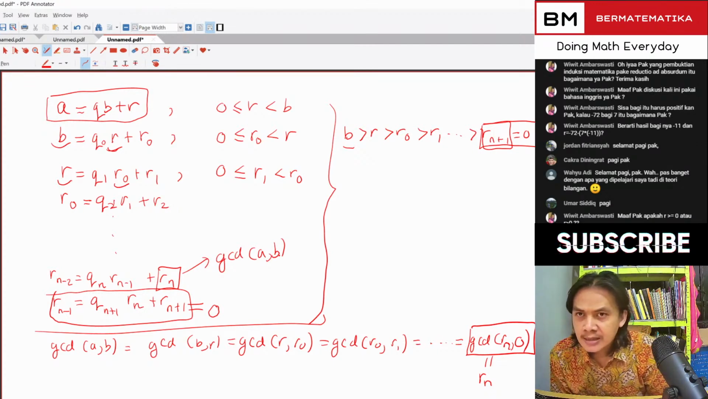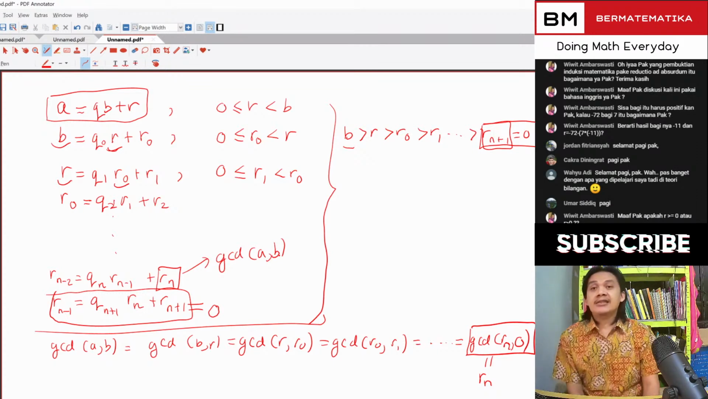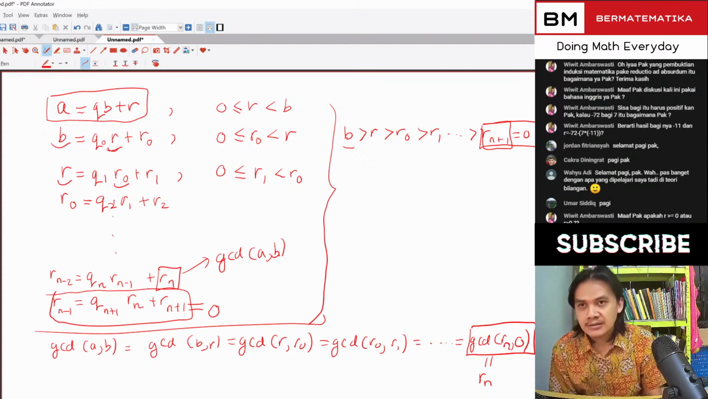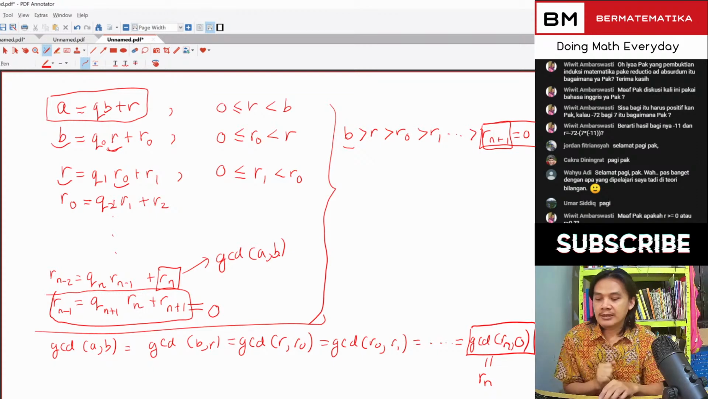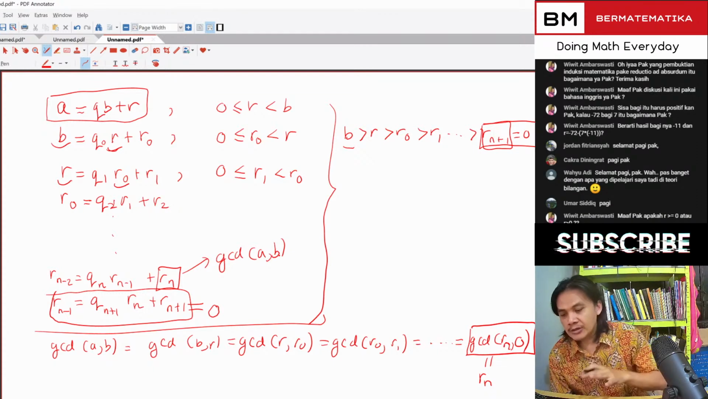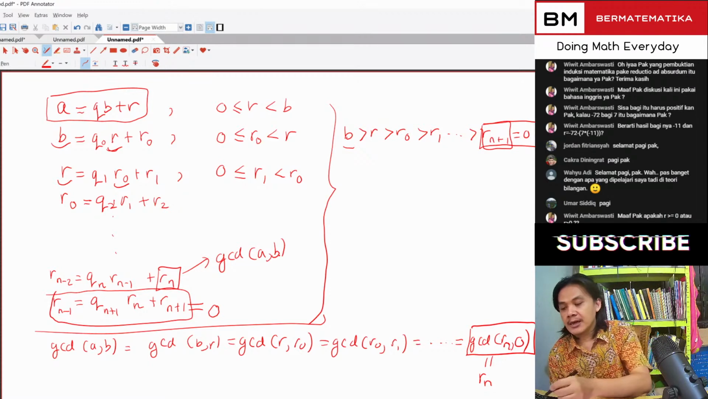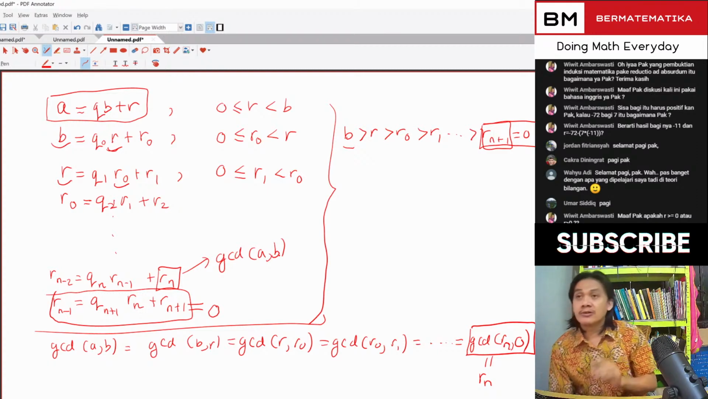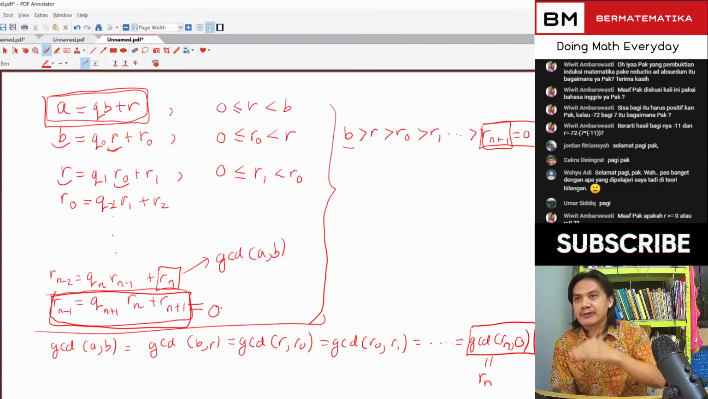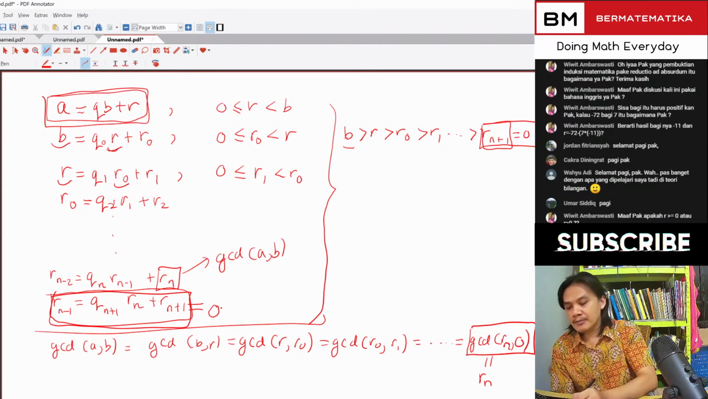So there's a question: is R greater than or equal to 0? Yes, in general it is greater than or equal to 0. But if it reaches 0, then we are done. The Euclidean algorithm is finished when the remainder is exactly 0. Right? So let me repeat myself. In order to find the GCD of two numbers, apply the division algorithm several times until we have the remainder equal to 0. Then the GCD is the remainder of the previous step.